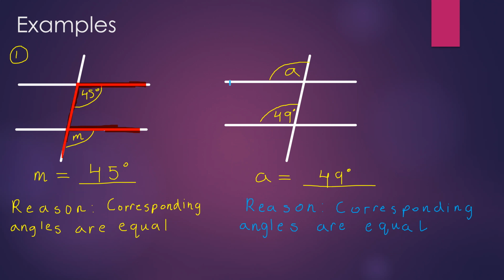All right, so they form an F shape. And so that's what we know about corresponding angles. They are equal and they form an F shape.